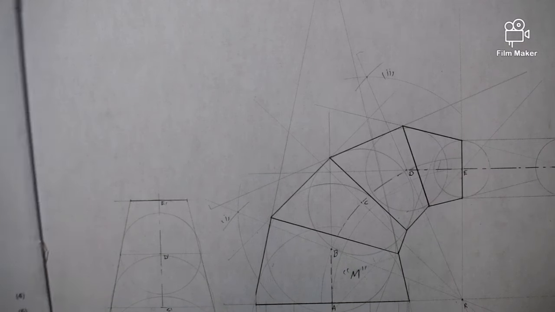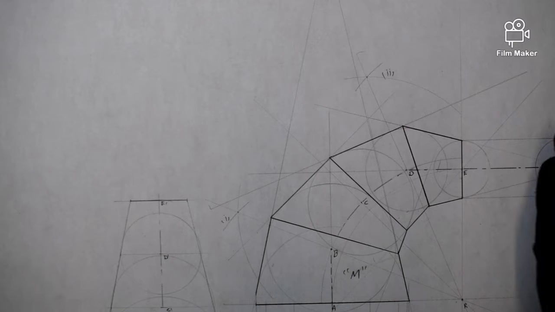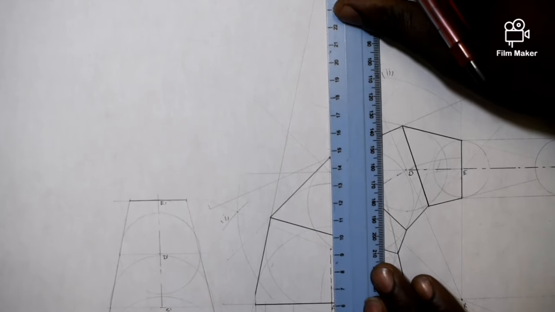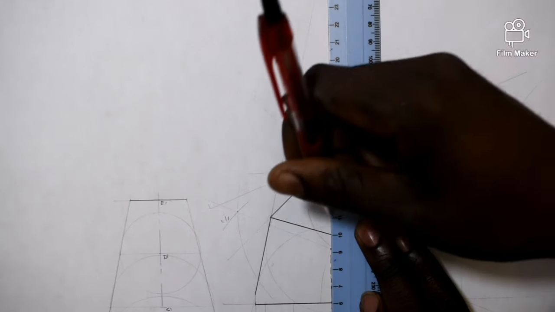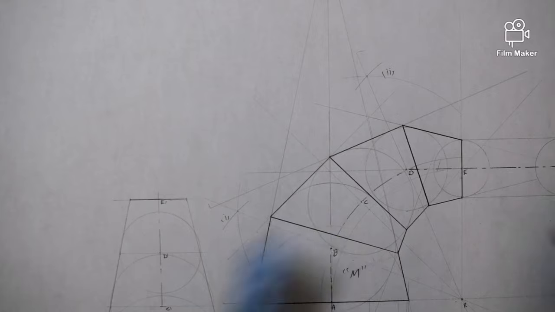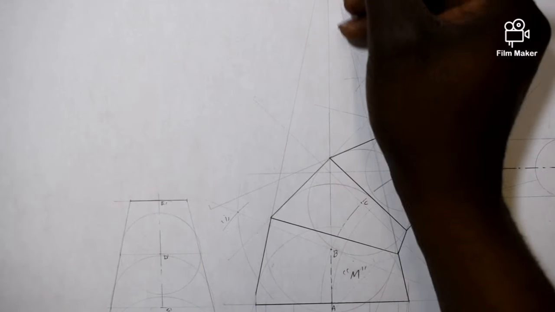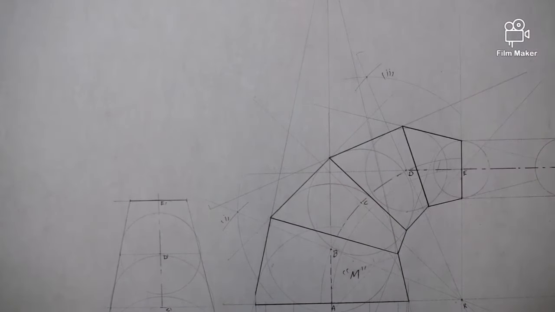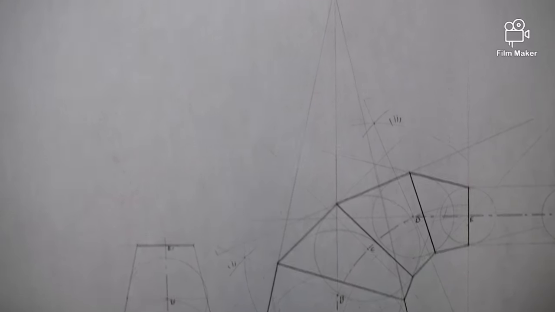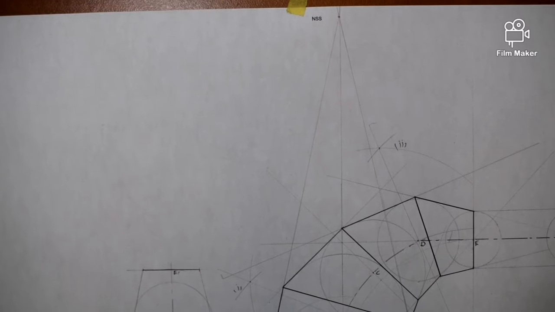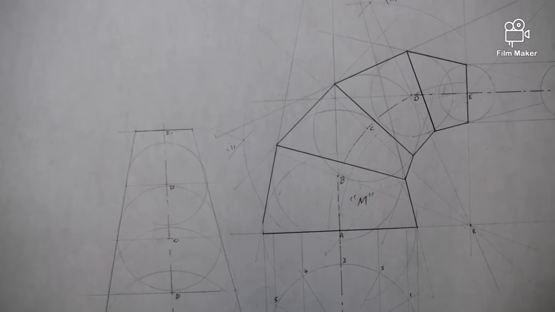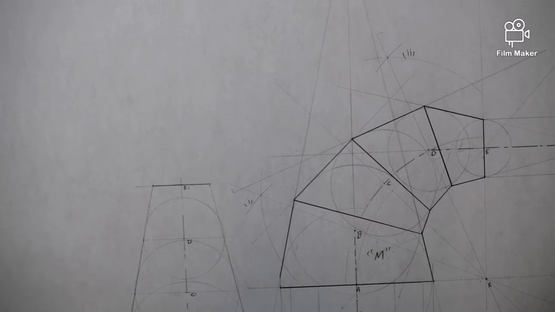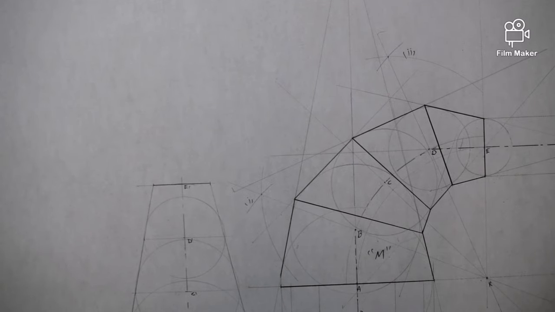Understand? Then from there, I extend the center as well. There is my apex point. Do you see it? There is my apex point. It almost went out of the pitch, which means I was supposed to take my drawing just a little bit down. But then it's fine.